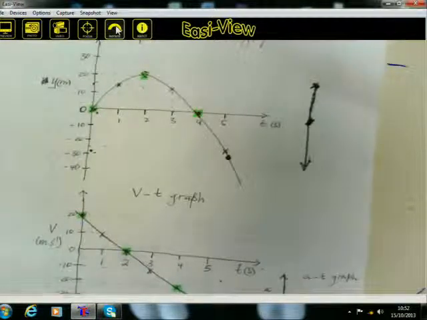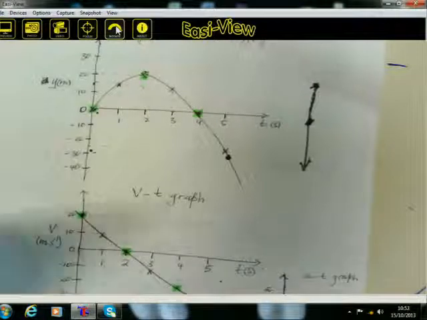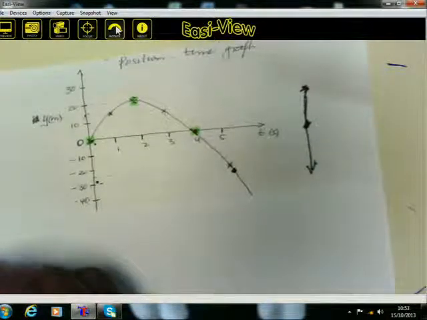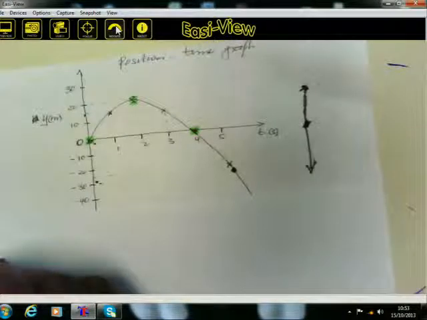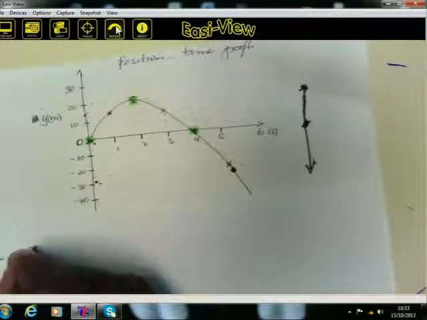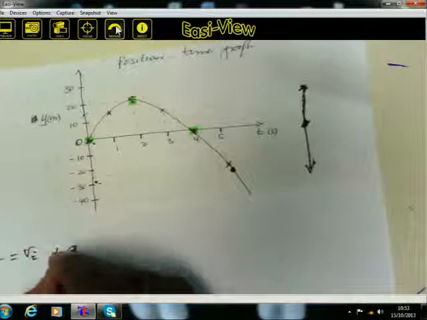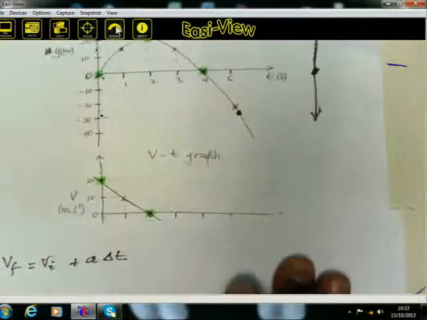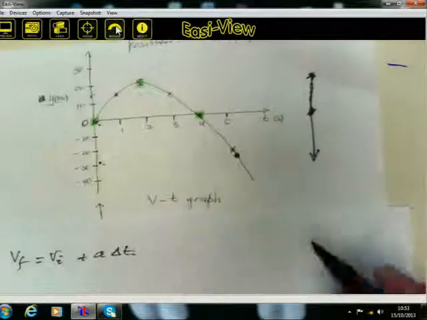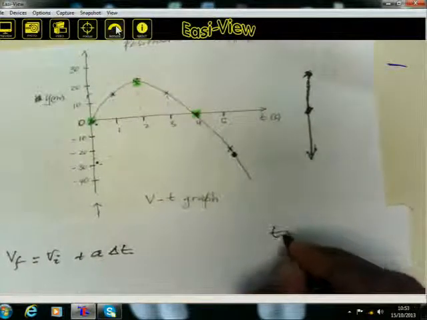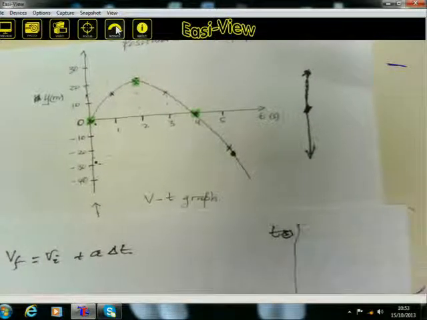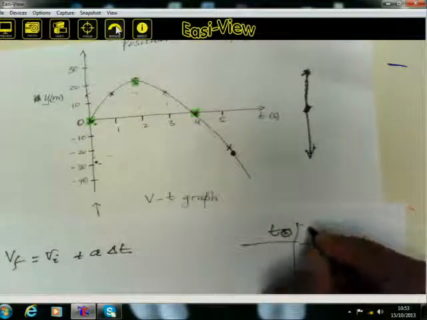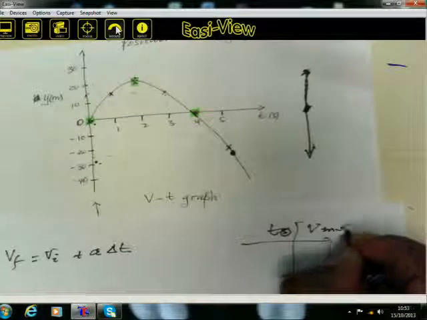Now, if we are to draw the velocity time graph, for the velocity time graph, we will use the equation V final is equal to V initial plus A delta T. Now what we have, then, is time in seconds. And then we want to find the velocity in meters per second.